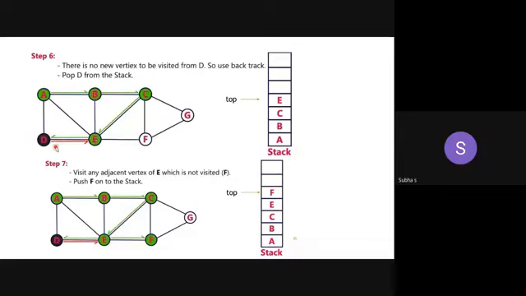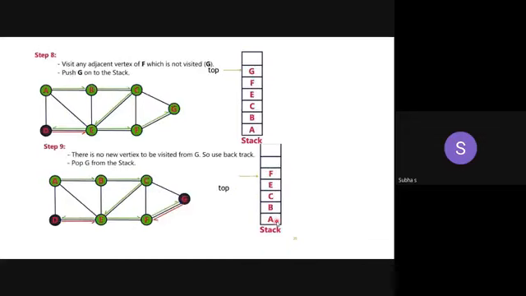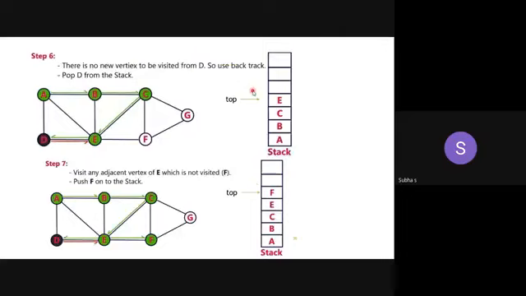After popping the element D, what are you going to do? From E, what is the adjacent node? F. So you place F onto the stack. Next, visit any adjacent vertex of F which is not visited. What's the unvisited node so far? G. So push it onto the stack. Again, I repeat this: we have removed element D, then you are at position E. How can we say we are at position E? Because top of the stack is pointing to E. From E, what is the unvisited node? F. So push F onto the stack.